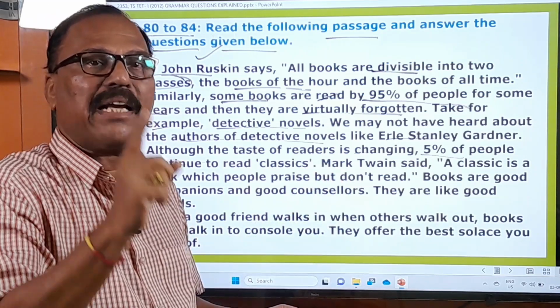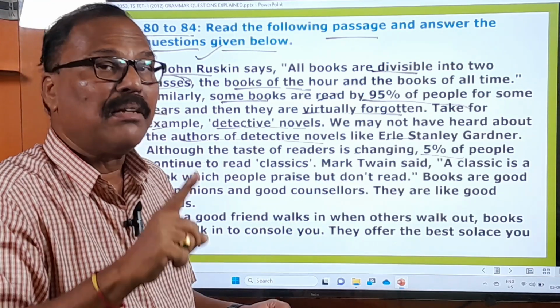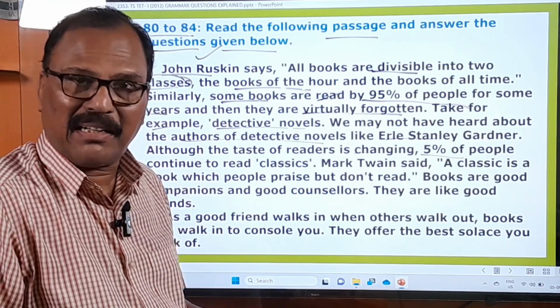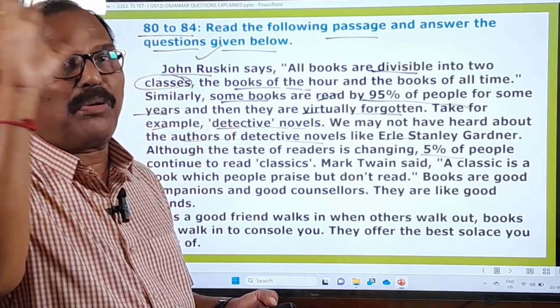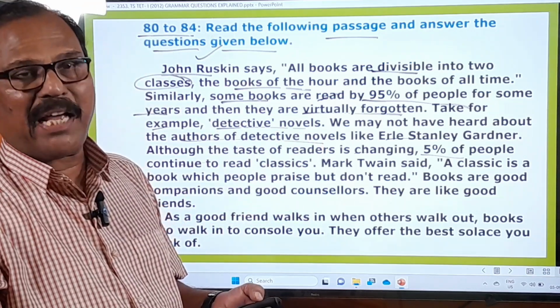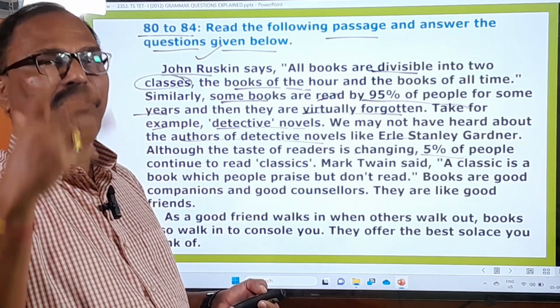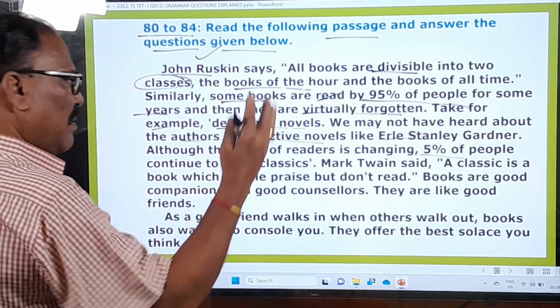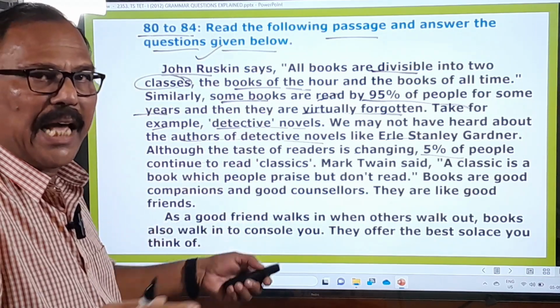Only reading makes a full man. Remember, this is the quotation quoted by Francis Bacon. What is that? Reading makes a full man. Writing makes an exact man. Speaking makes a correct man. This is what he said in one of his books. Right. And here, please try to form the reading habit.